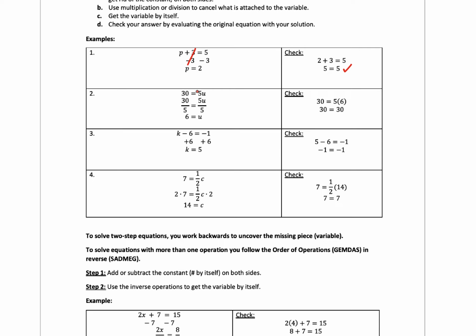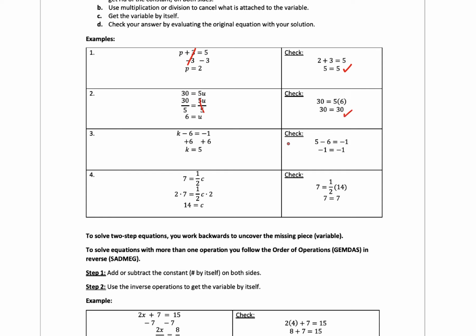In number 2, we have 30 equals 5u. 5 is being multiplied by the variable, so the opposite of that would be to divide. 5 divided by 5 is 1, so it goes away, which means we have 1u, and u comes down by itself. 30 divided by 5 is 6, so 6 equals u. Plug in 6 for u in the original problem. 5 times 6 is 30. 30 equals 30, so we were correct.